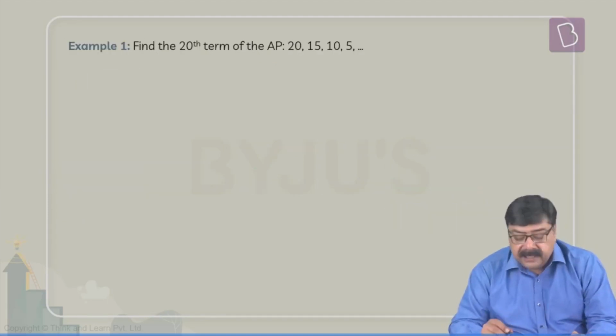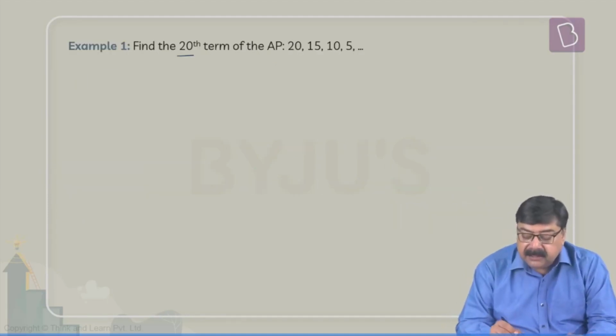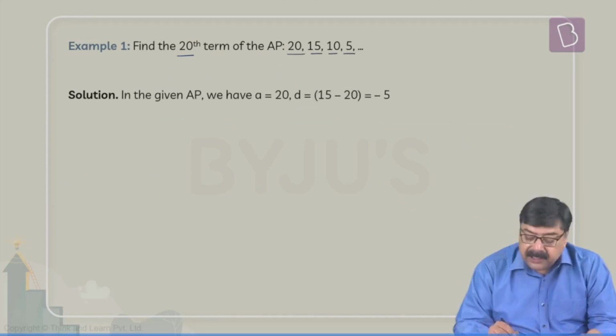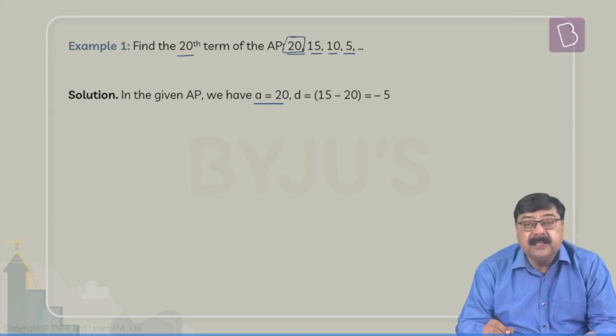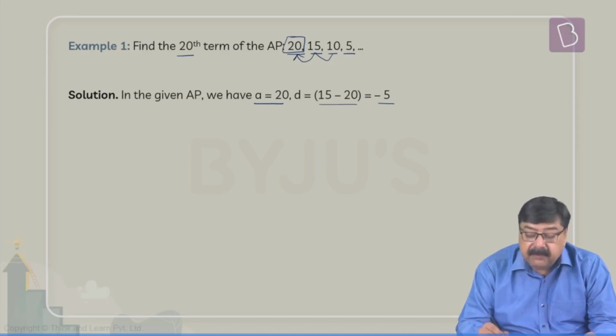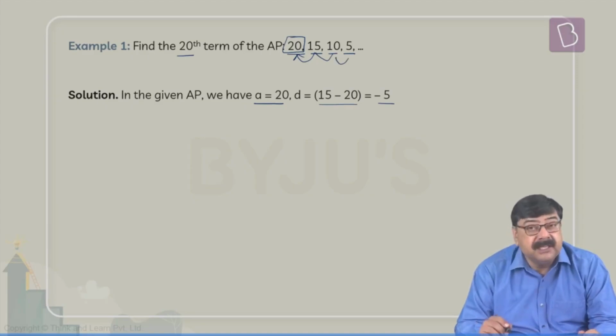Let's have a look at the questions here. Find the 20th term of the AP 20, 15, 10, and 5. Now, in the given AP, we know that the value of A is 20. That is, the first term here is 20. Difference will be 15 minus 20, that is minus 5. Even 10 minus 15 will be minus 5. 5 minus 10 will also give us minus 5.